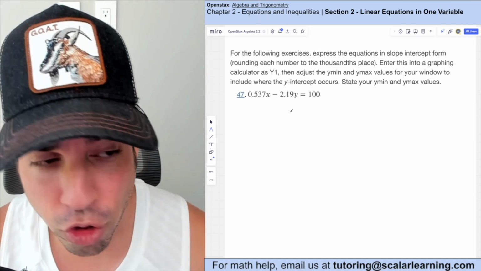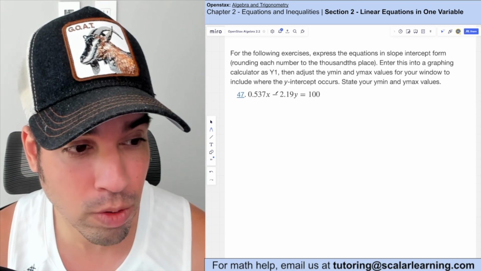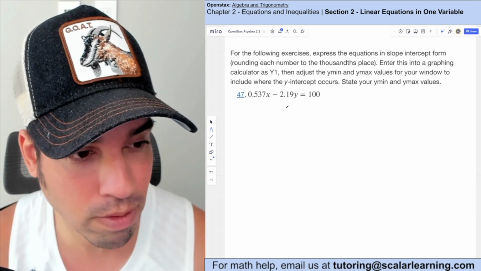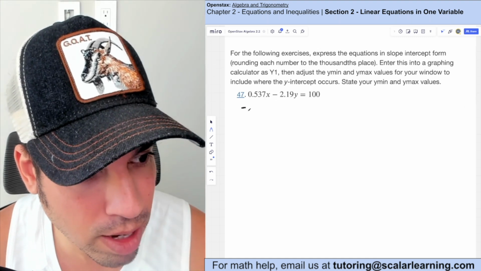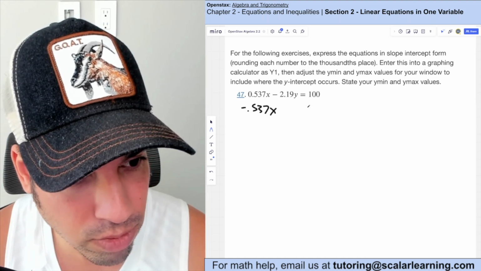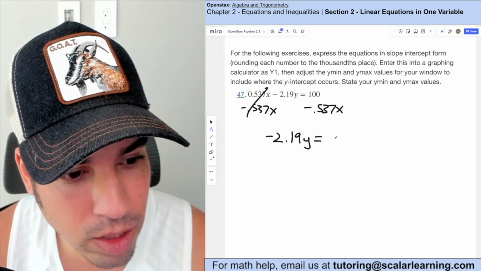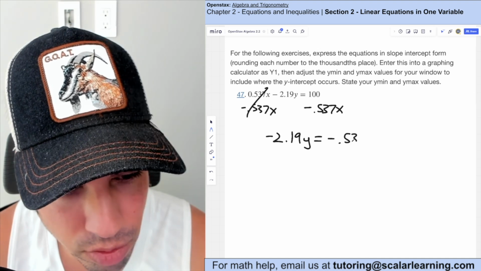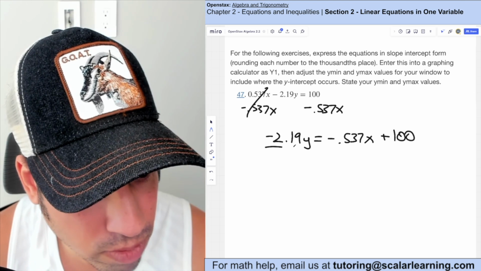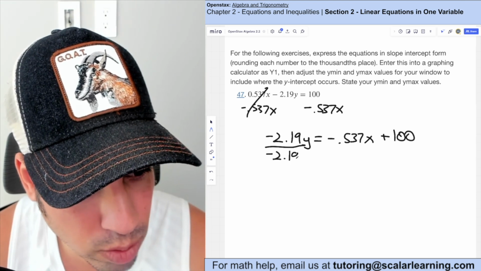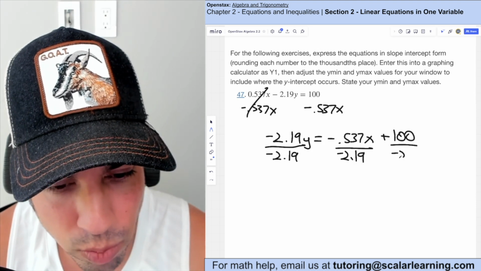So here they've given instructions on how to graph this on a Texas Instruments calculator, but I'm going to show you on Desmos. So I'll still go ahead and put it into slope-intercept form, even though we don't need to do that in Desmos. So I'm going to subtract 0.537x from both sides. Then I get negative 2.19y equals negative 0.537x plus 100. Last but not least, I'm going to divide both sides by negative 2.19. And that means we're dividing everything by negative 2.19.